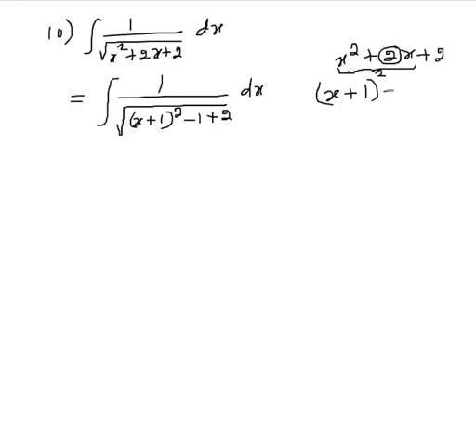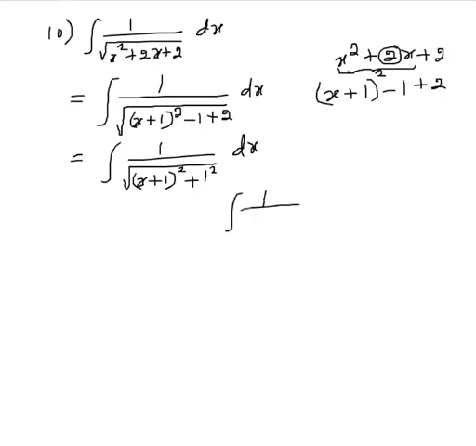Complete the squares. We don't want b square term. So minus 1 and write this plus 2. Or you may add 1 and subtract 1, and write x square plus 2x plus 1 as x plus 1 the whole square, and that minus 1 plus 2 will become plus 1.